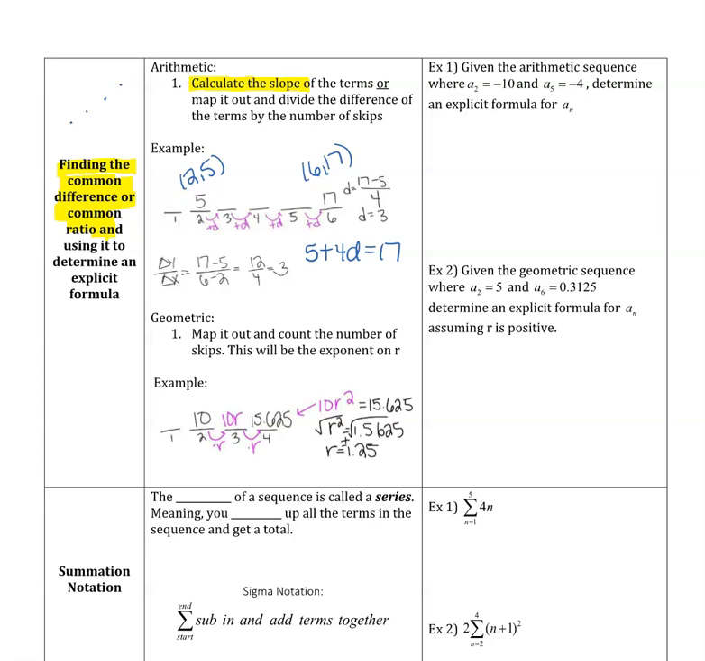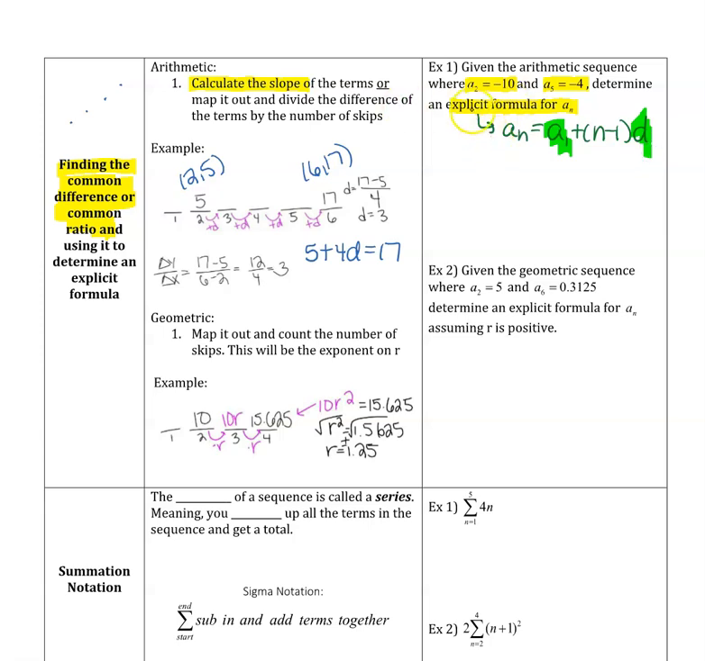All right, so given an arithmetic sequence where a sub 2 is negative 10 and a sub 5 is negative 4, determine an explicit formula for a sub n. So first of all, an explicit formula for an arithmetic sequence is a sub n equals a sub 1 plus n minus 1 times d. So things I'm going to need to find are the first term and the common difference.